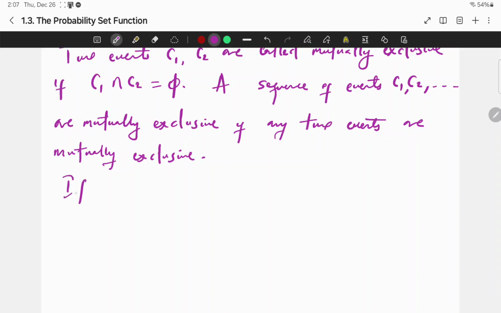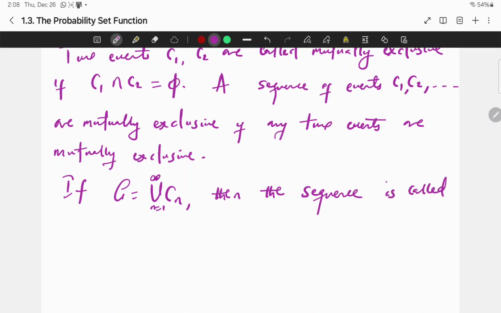If the union of the events C1 through Cn is the sample space C, then the sequence is called exhaustive.